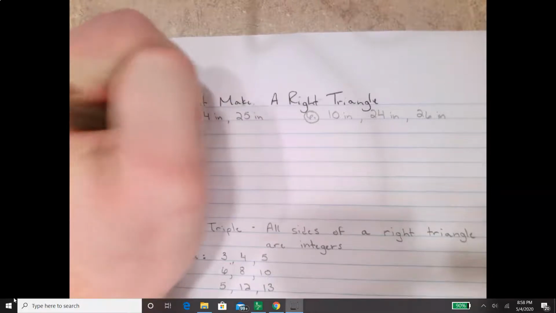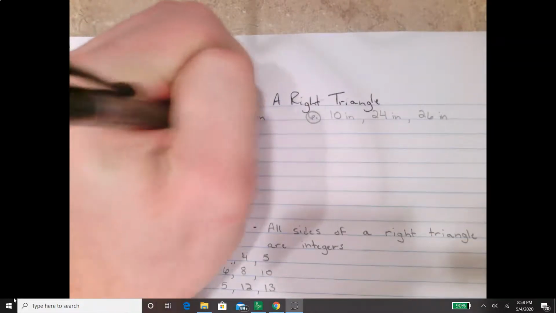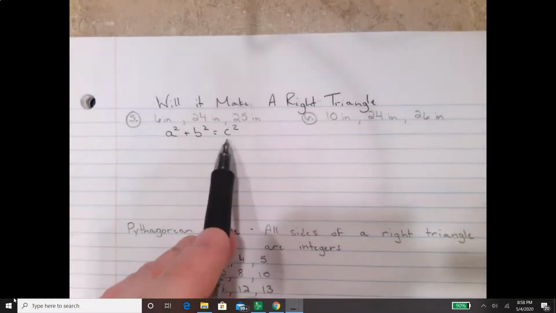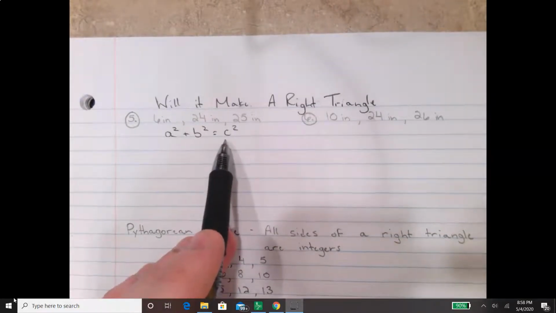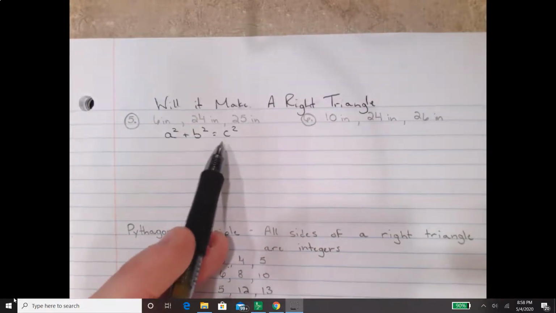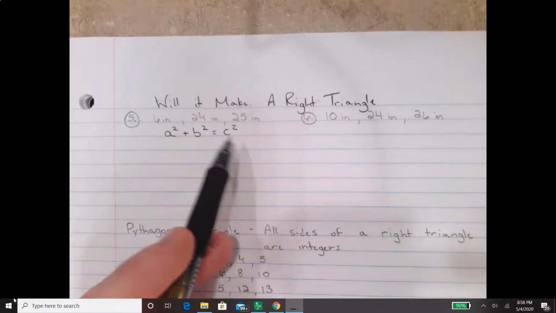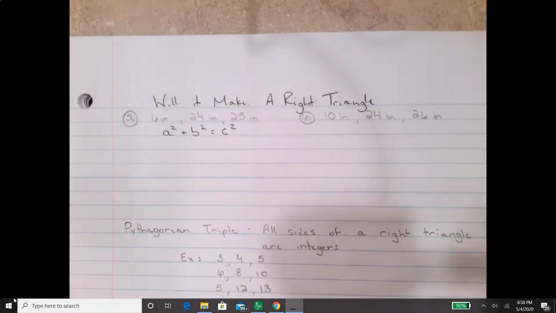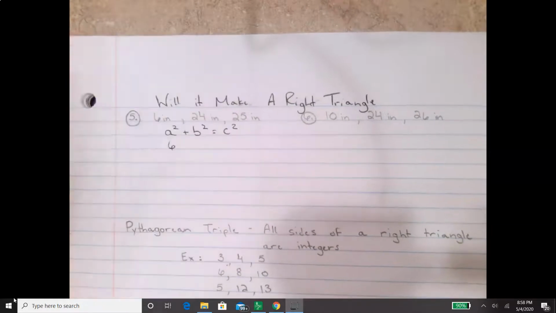When I'm trying to find out if it'll make a right triangle, I'm still going to use the Pythagorean theorem. So I'm still going to use a squared plus b squared is equal to c squared, and plug my numbers in. Now, there's one thing with this type of question that we have to be careful with. We have to make sure that we put in for c squared the biggest number, because the hypotenuse, which is also c, is your greatest side length. With this question, all of your numbers are actually in order from least to greatest, so it kind of makes it easy for us. I just have to make sure that, again, c is the biggest.